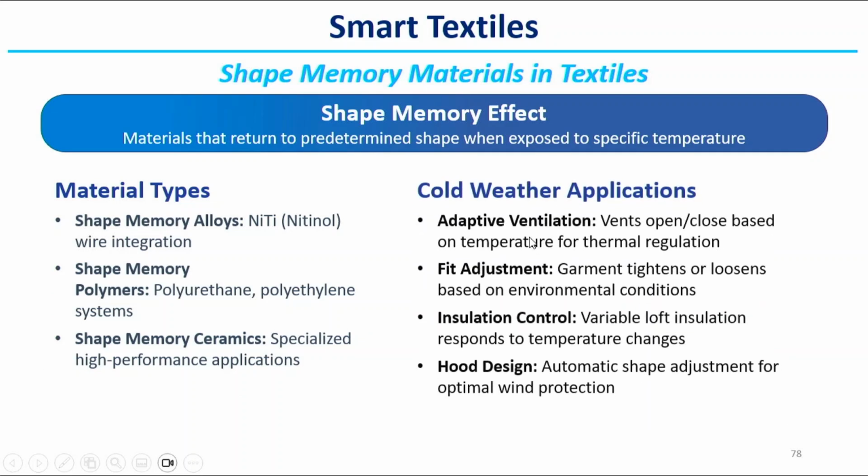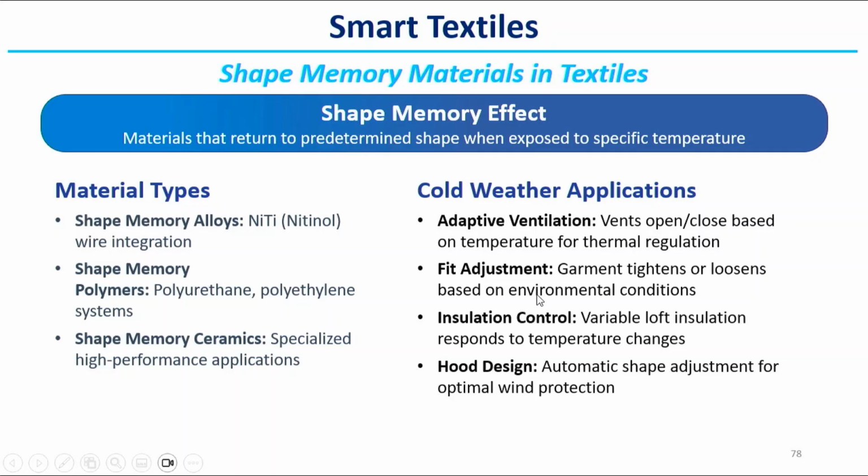You can see the cold weather application. For cold weather application, adaptive ventilation is required. So, that is very important. Vent open and close based on the temperature for thermal regulation. So, the shape changes, and when it is hot, it opens the vent, so that moisture vapor and temperature can get released, and when it is cold, when we want to retain the body heat, that vents will be closed. So, that automatic adjustments are there with the help of shape memory effect.